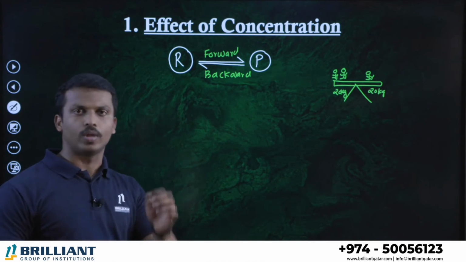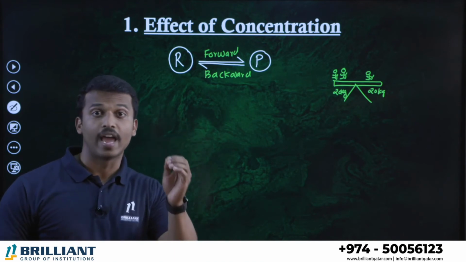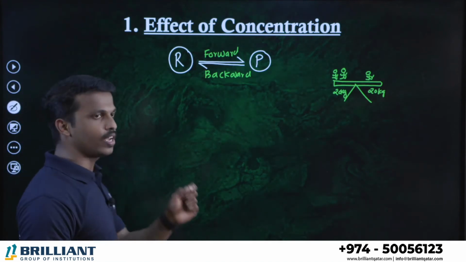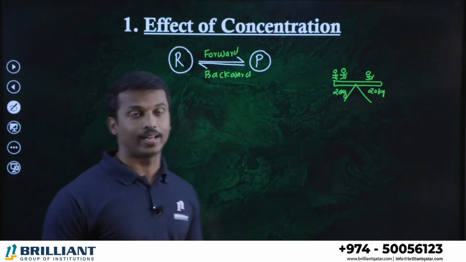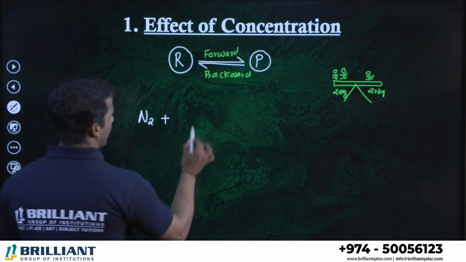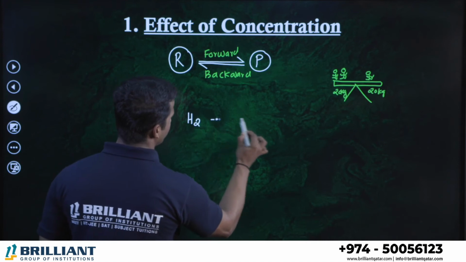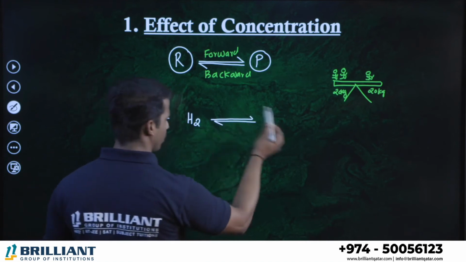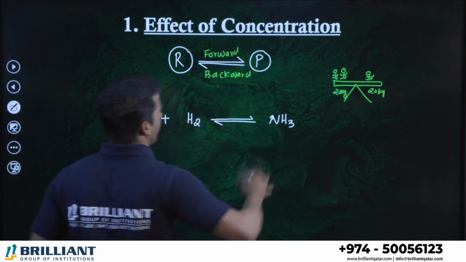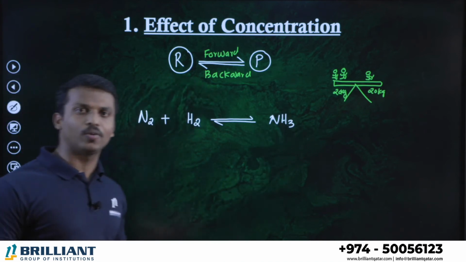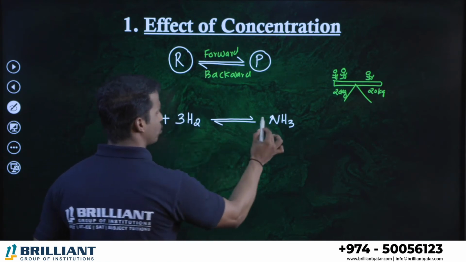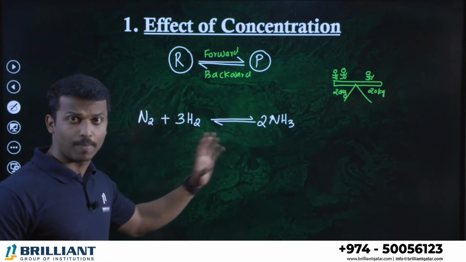Let me explain with one of the simplest examples, that's called the Haber process. What is meant by the Haber process? That's the industrial preparation of ammonia, NH3. The equation is N2 plus H2 gives, in equilibrium, a reversible reaction actually, ammonia. Nitrogen and hydrogen combined together, you will get ammonia. Let me balance it. N2 plus 3H2 gives 2NH3. Hope it is already balanced.